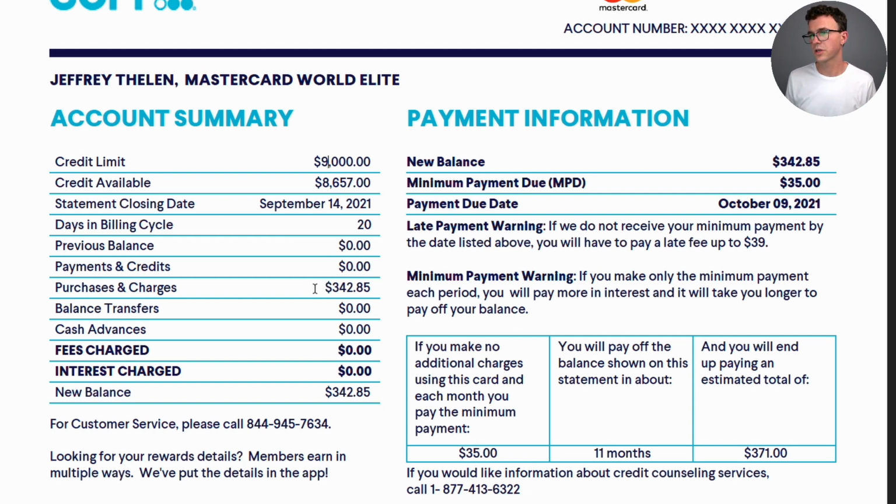You can see the $342.85 in purchases. And then again, you have balance transfers, cash advances, fees charged, interest charged, which are all zero, which leaves me with the new balance, which in this case is the same as the purchases for the month. And then along the side, you have the total new balance and the minimum payment.